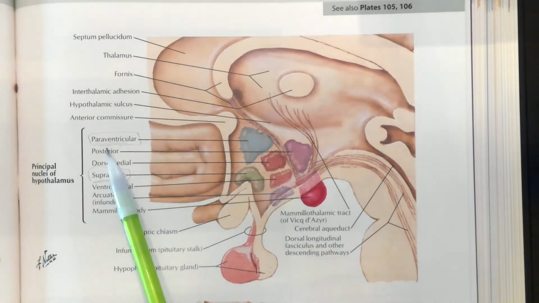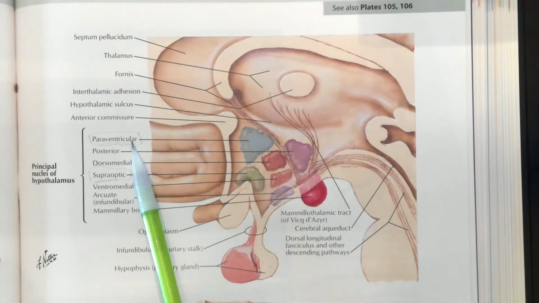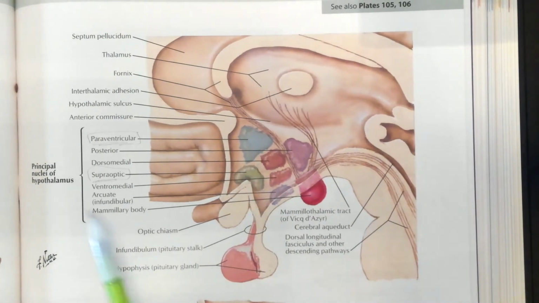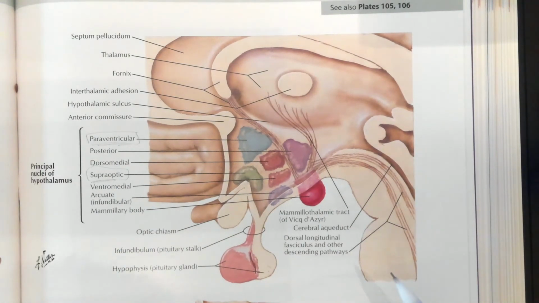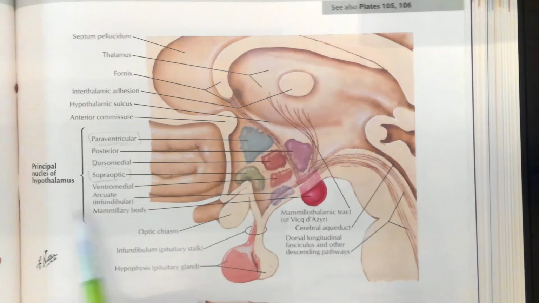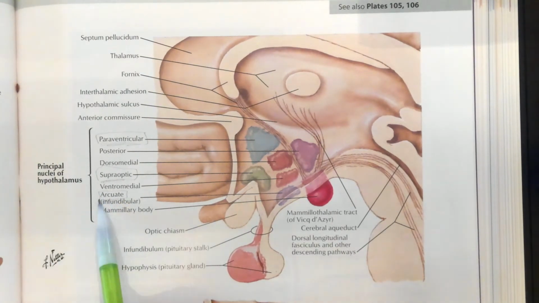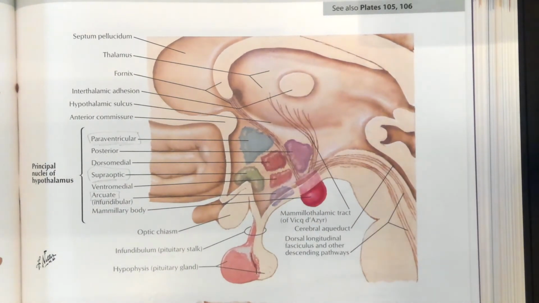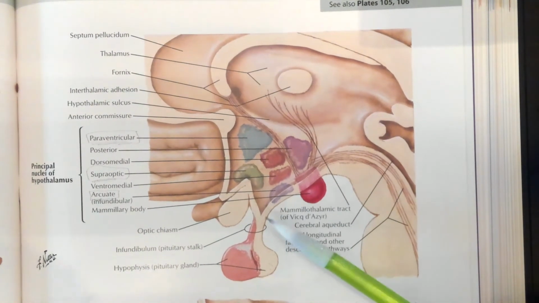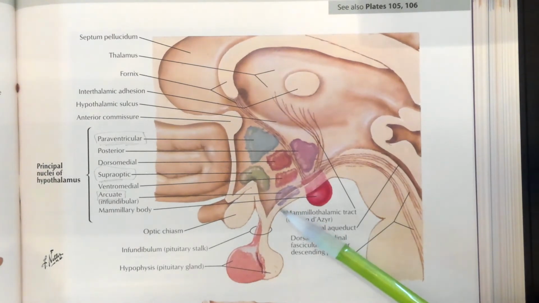For example, the paraventricular nucleus is this one in blue. The supraoptic nucleus is this one in green. And the arcuate nucleus is this one over here in purple. These are just some of the ones that show up more often. It's a good idea to learn some of them, at least to know that they're there. Each one of these nuclei will be famous for making a certain hormone or a few different types of hormones.